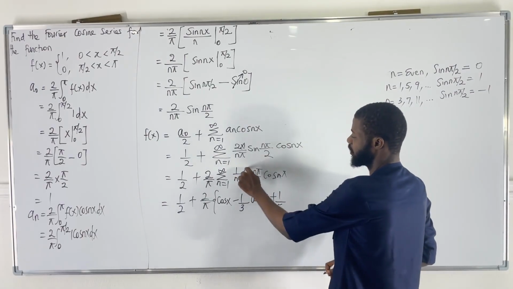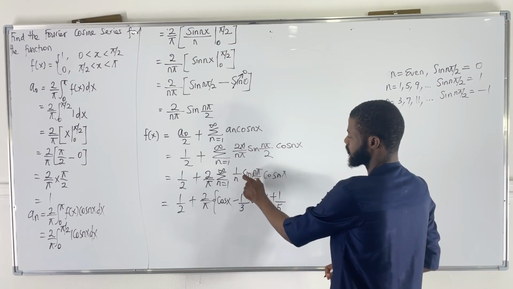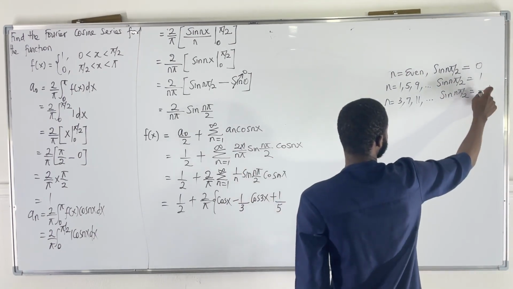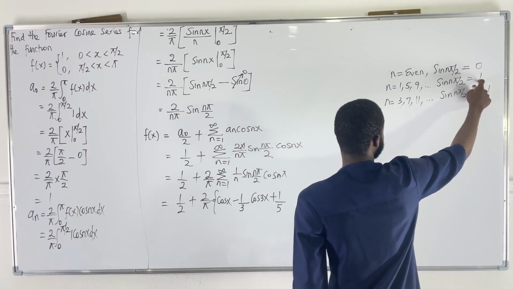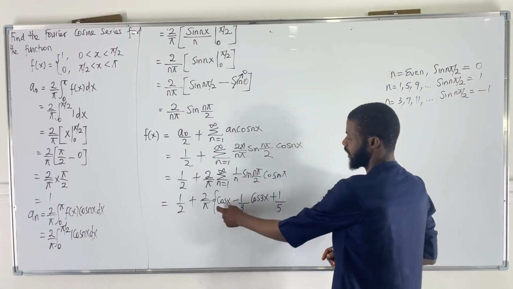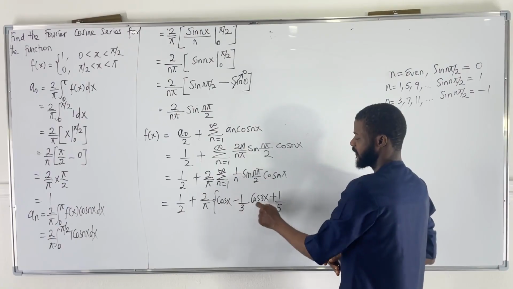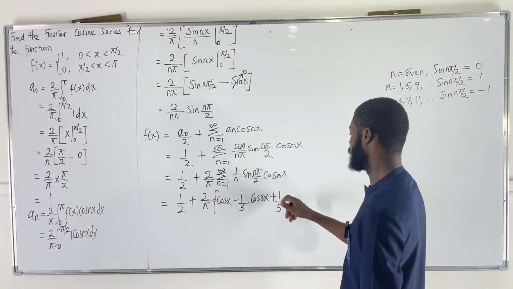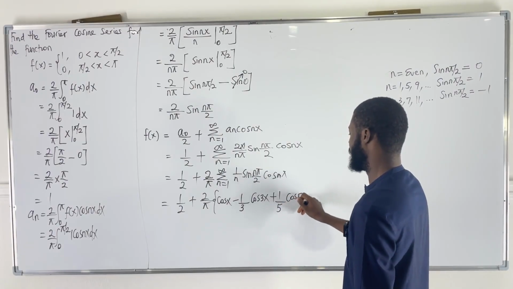This sine n pi over 2 will be giving us the sign that we need. Because this is 1, this is minus 1. So sometimes it will be positive, sometimes it will be negative. As you can see here, it was positive, negative, positive. Just like that. So this is 1 over 5 cos 5x.